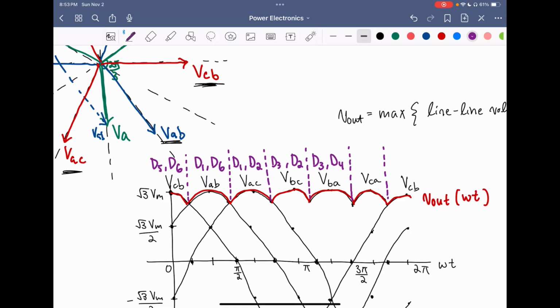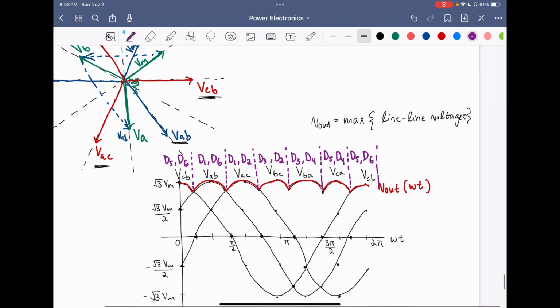So we can infer that the next diode that conducts should be D5. So we have D1, D1, D3, D3. So the next two should be D5, D5. And then we have D2, D2, and this one should be D4. And then we should have D6.